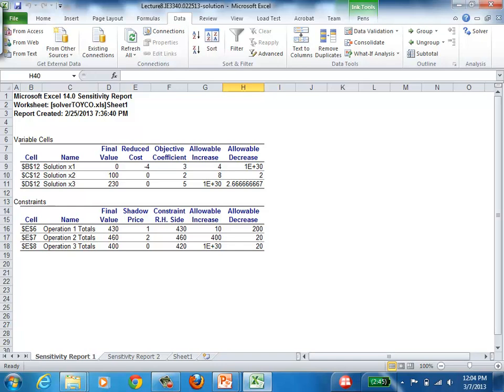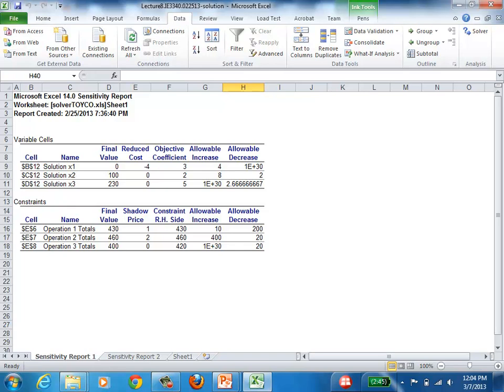From here, you'll see the final value, the dual price or shadow price for each operation, and the current value, the allowable increase for the upper bound, and the allowable decrease for the lower bound. Okay, which is the same numbers that we have in the table.